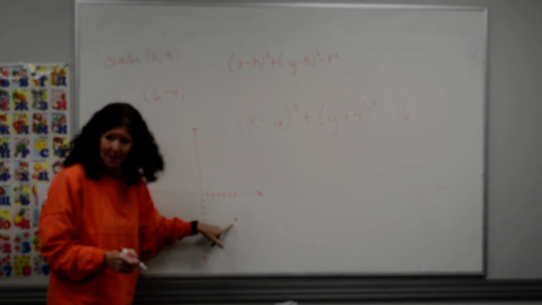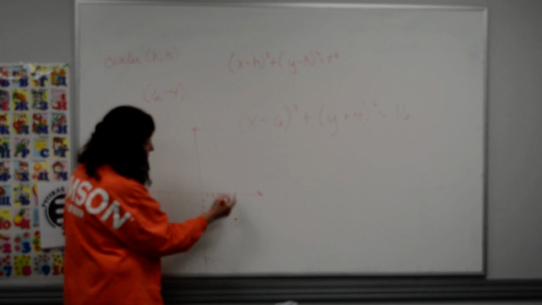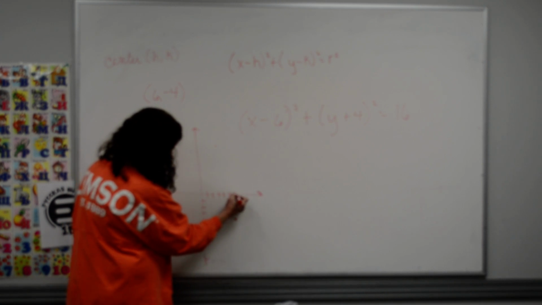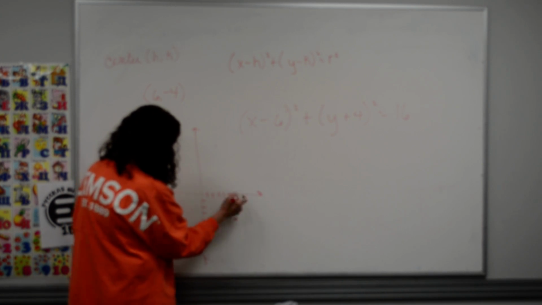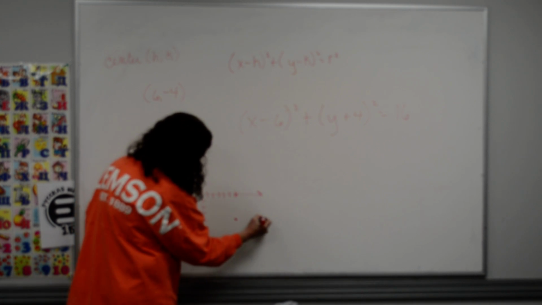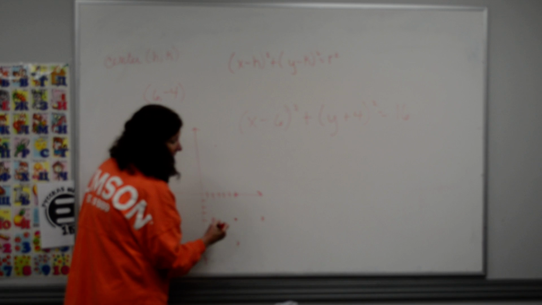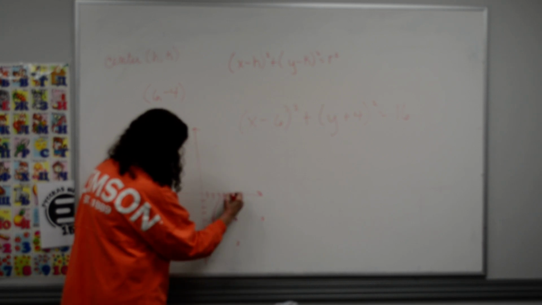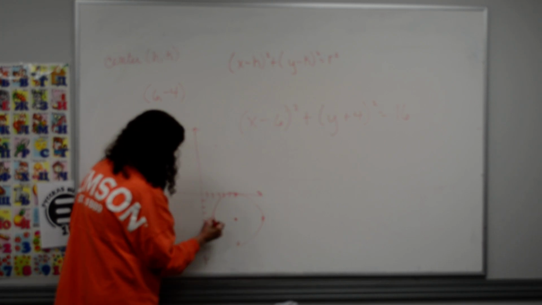So from this point, I'm literally just going to count up 4, down 4, it's easier with graph paper. Right 4, left 4. I think I have some graph paper that I will give you before you start on this stuff.